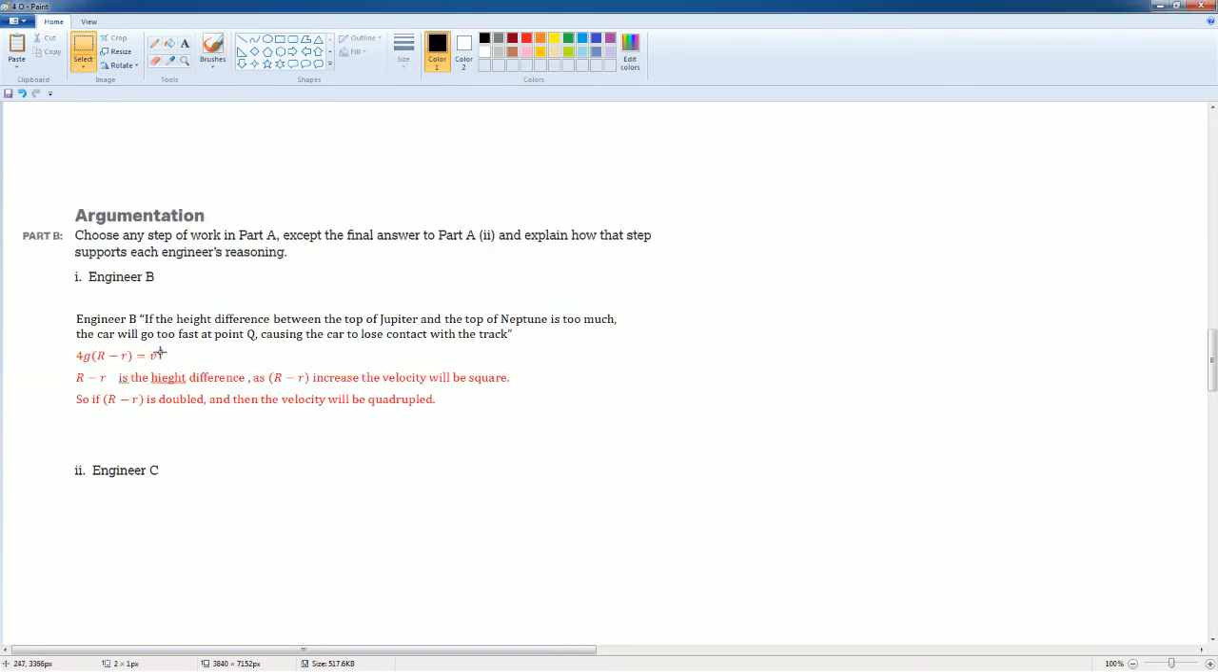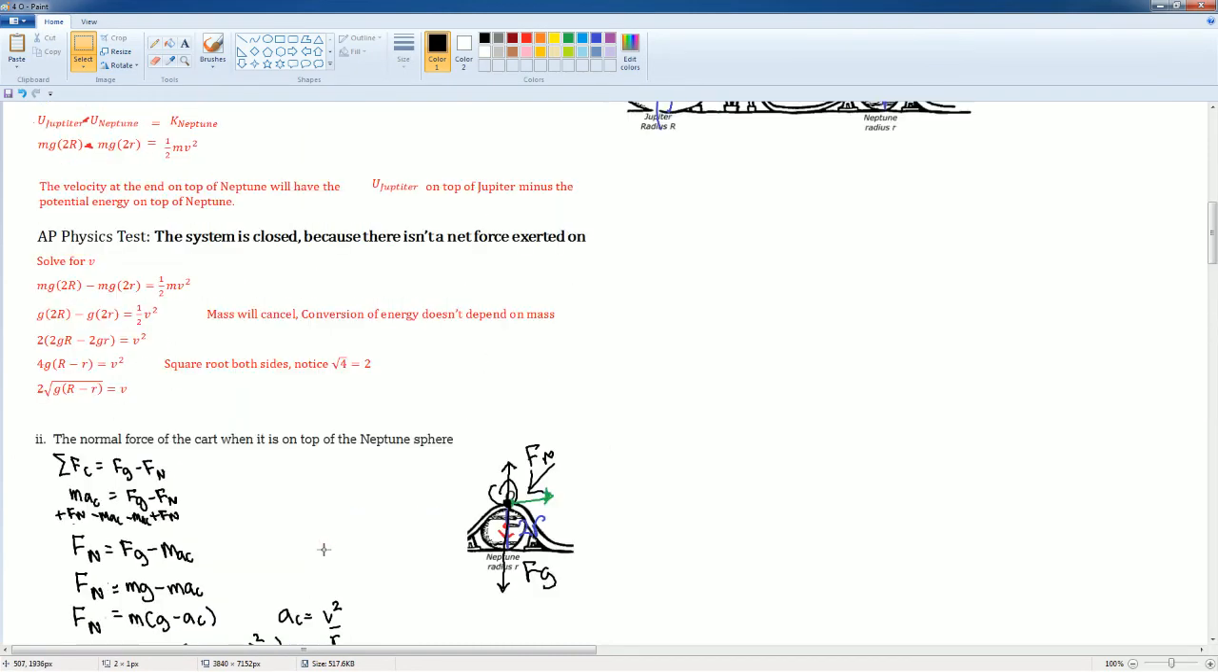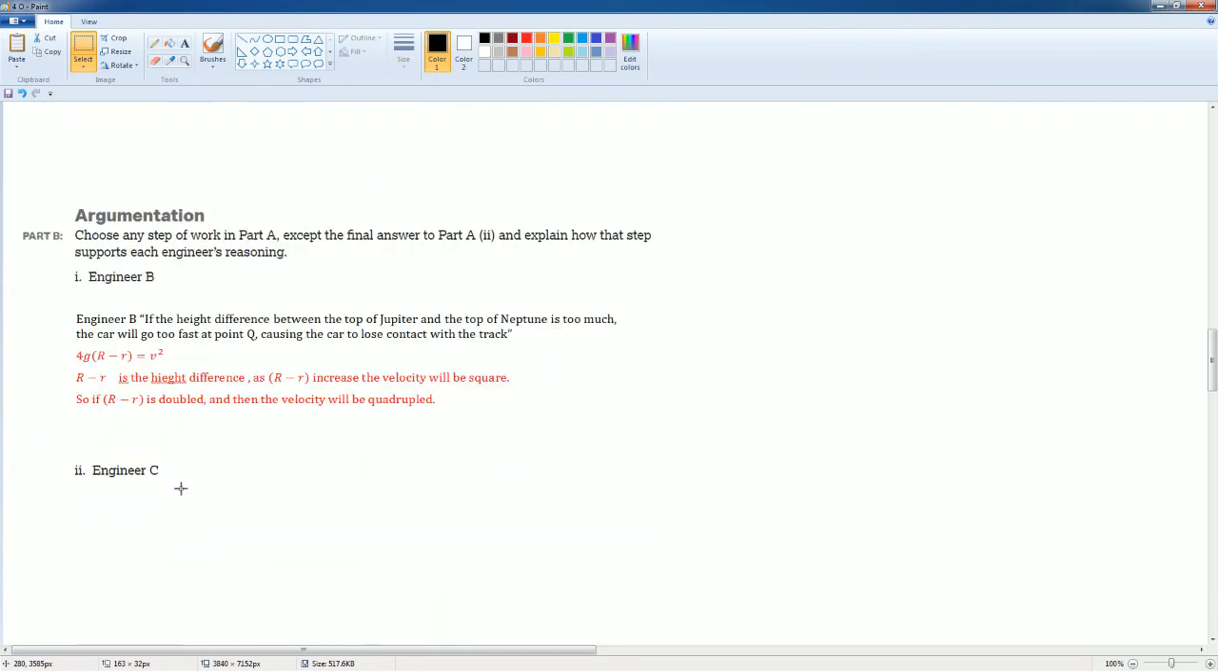Engineer B said that if the height difference between the top of Jupiter and the top of Neptune is too much, the car would go too fast at point Q, causing the car to lose contact with the track. And we see this equation right here. Okay, that's where we see it. That was the velocity equation.